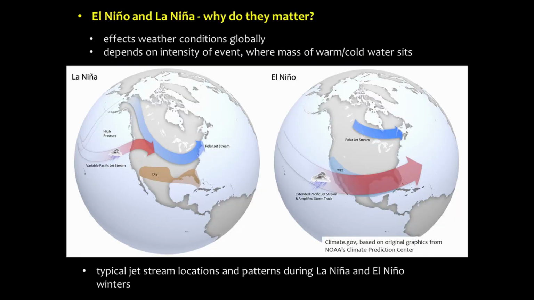Why do El Nino and La Nina matter? Well, they matter because they both affect weather conditions globally. Depending on the length of time of an El Nino event, and depending on whether a La Nina event occurs, we can see that it can affect the intensity of an event. It can affect where masses of warm and cold air sit, as well as warm and cold water.